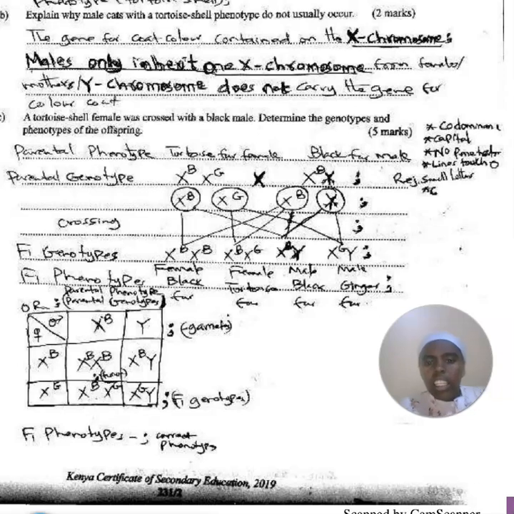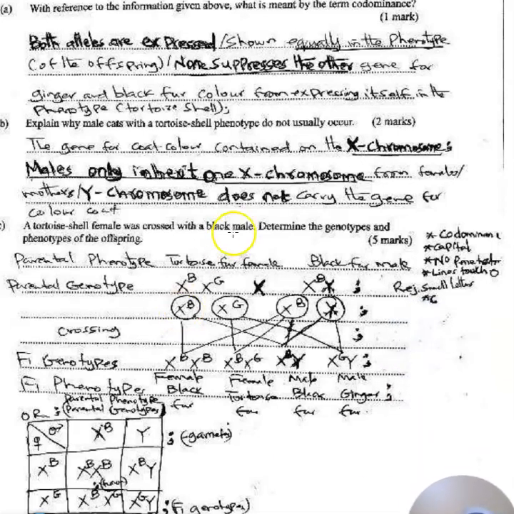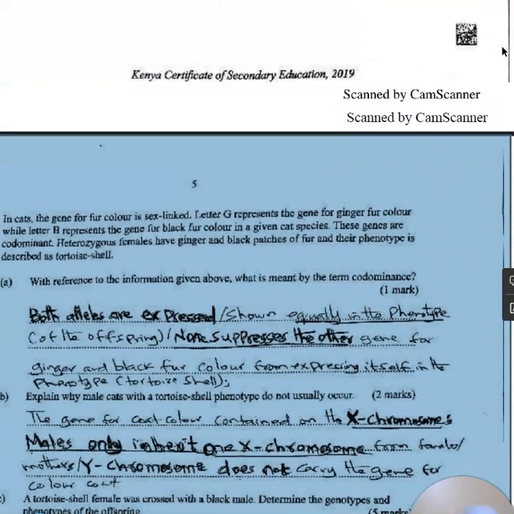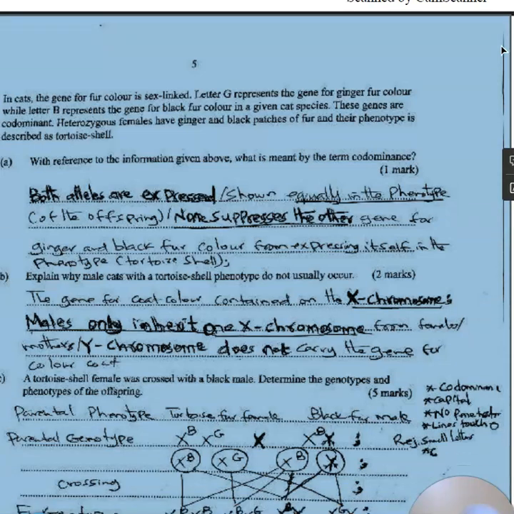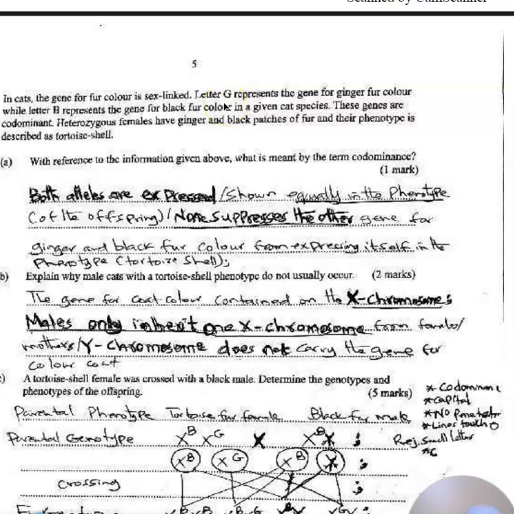Hi guys, this is a continuation of the paper. You are to look at the genotypes and the phenotypes. So here, this was the question. You are told that in cats, the gene for fur color is sex-linked. Letter G represents the gene for ginger fur color, while letter B represents the gene for black fur color in a given cat species.